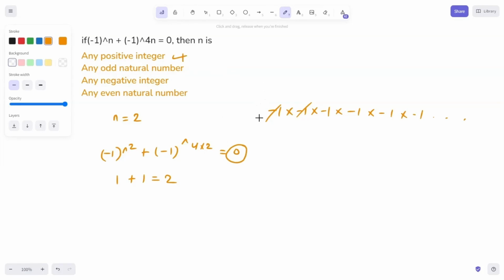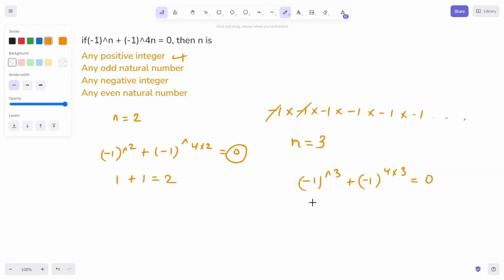Now we are going to choose any odd natural number. We are going to put the value of n as an odd natural number, and we are taking 3. So (-1) raised to the power 3 plus (-1) raised to the power 4 into 3 equals 0. Let's check it out.